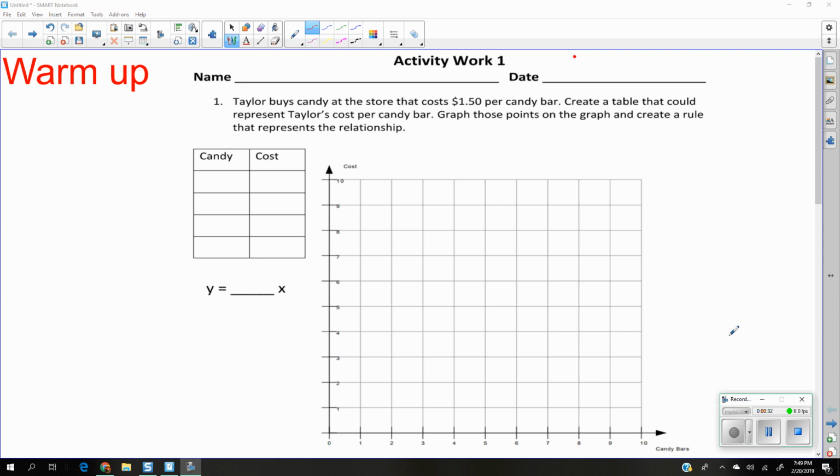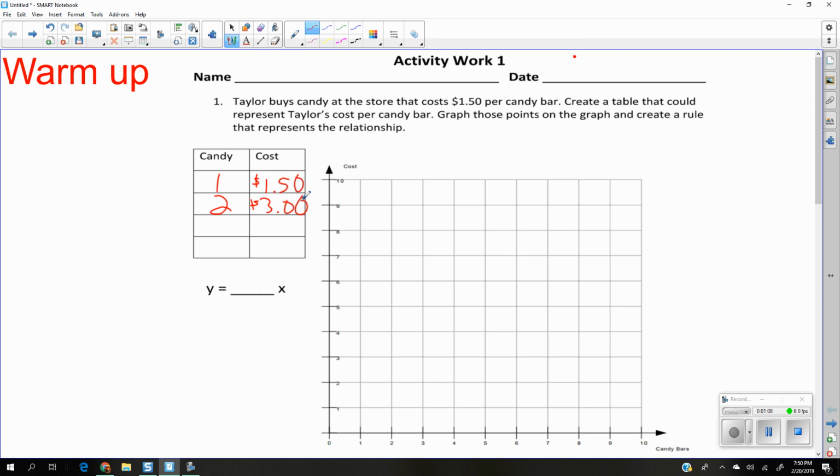So we know we're going to come over here to the graph. And we know that one candy bar, so we're going to put one here, one candy bar costs $1.50. Okay, so now we have to think, what about if she buys two candy bars? So what do we do? If the first one was $1.50, the next one is going to be $1.50, so we just multiply $1.50 times 2, and we get $3. Fill this in as we're going through.